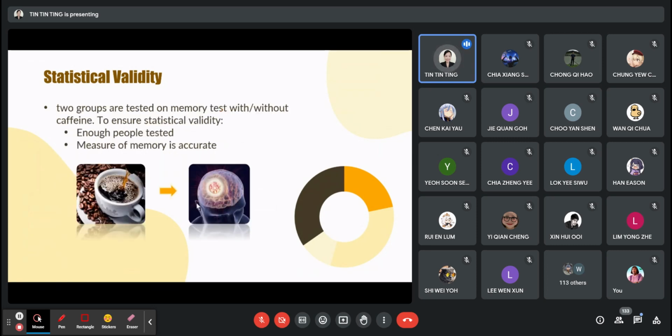How do you measure someone's memory? Do you give them a test? Do you give them something like a neural detection device or sensor to measure the memory? How do you know which measurement is acceptable? You have to read a lot of research papers done by other people.